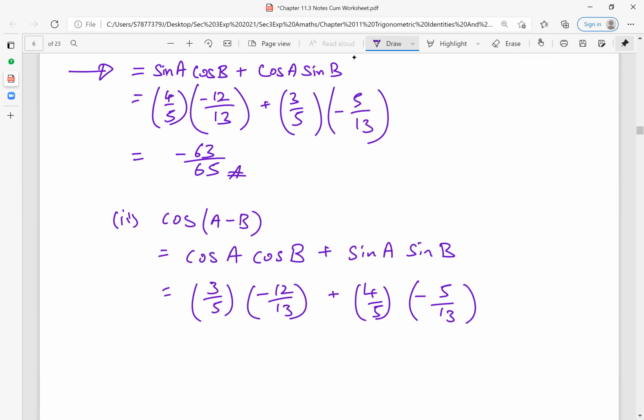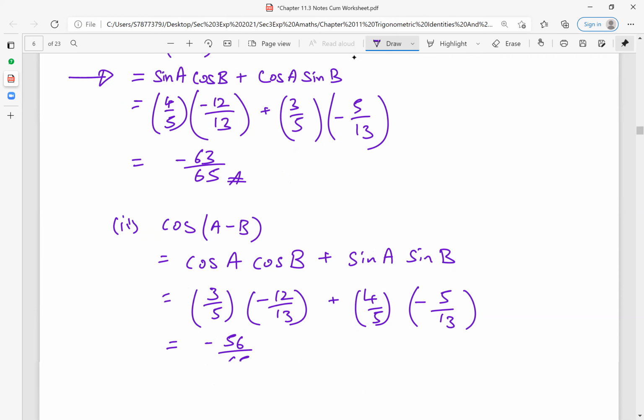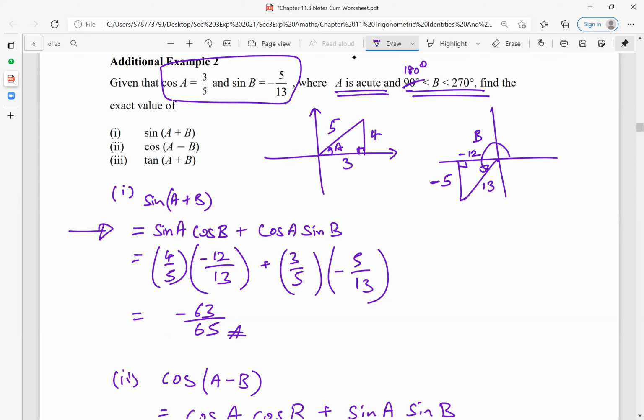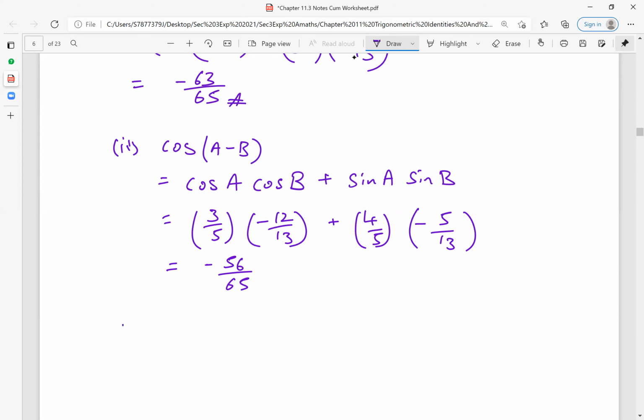Okay, so what's the answer for this? Negative 56 over 65. Yep. Okay. I'm more concerned about the processes, so yep. All done. What's the next one? The last one. A plus B. Part 3.